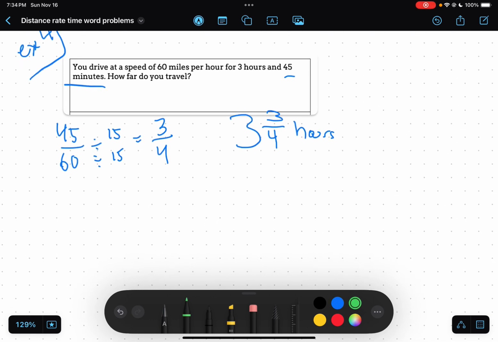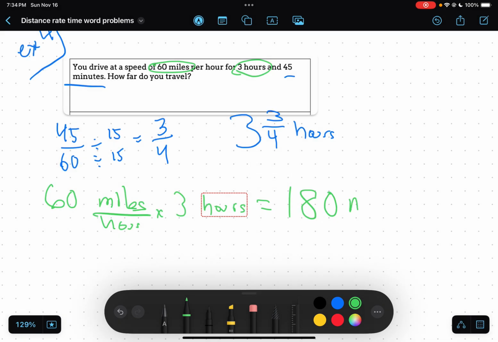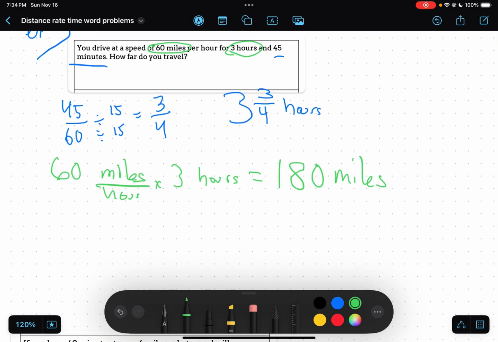So first I'll just do 60 miles per hour for 3 hours. So 60 miles per hour times 3 hours. So in that amount of time, I'm going to go 180 miles. So now I just need to deal with my 3/4 of an hour. So how far will I go in 3/4 of an hour?